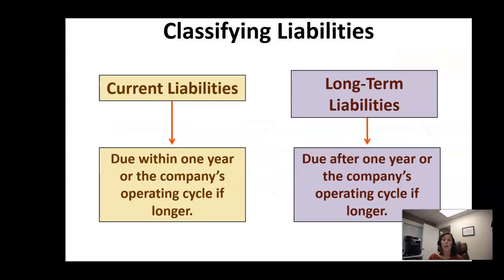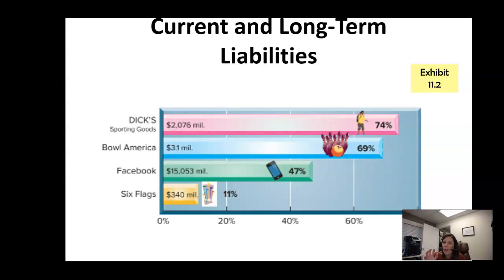Liabilities are classified as being either current or long-term liabilities. A current liability, the basic rule of thumb, is anything we're going to have to pay in the next year. You'll notice on your slide it says or the company's operating cycle, whichever is longer. So if you have a company that has a 2-year operating cycle, then it would be the 2 years that would define whether something constitutes a current or a long-term liability. The long-term liability is, by default, anything that comes due after a year or the company's operating cycle, whichever one is longer.